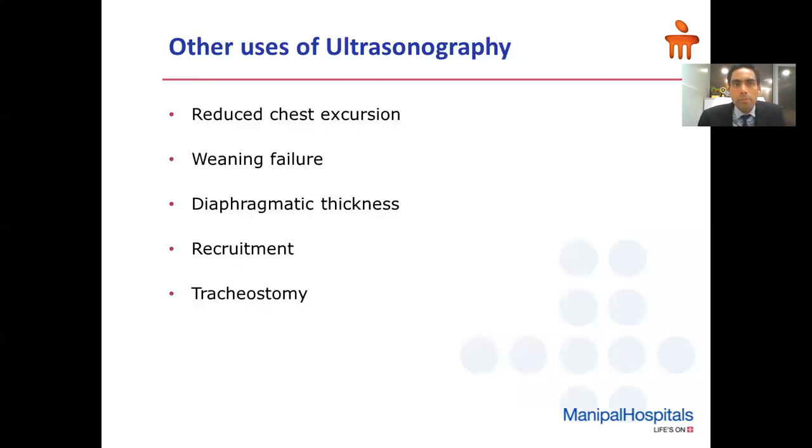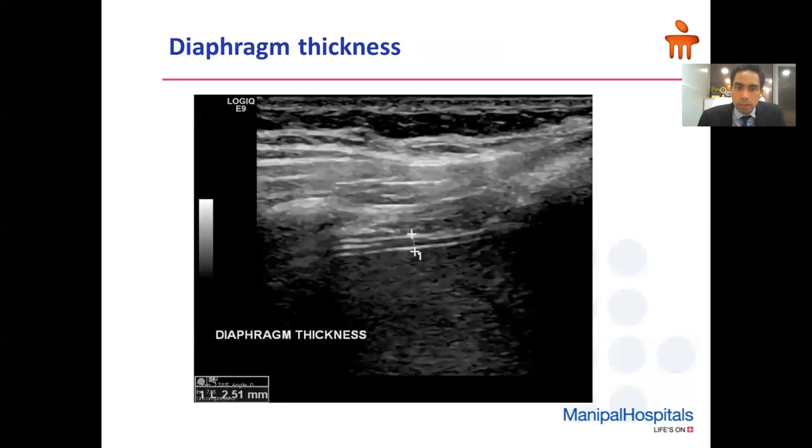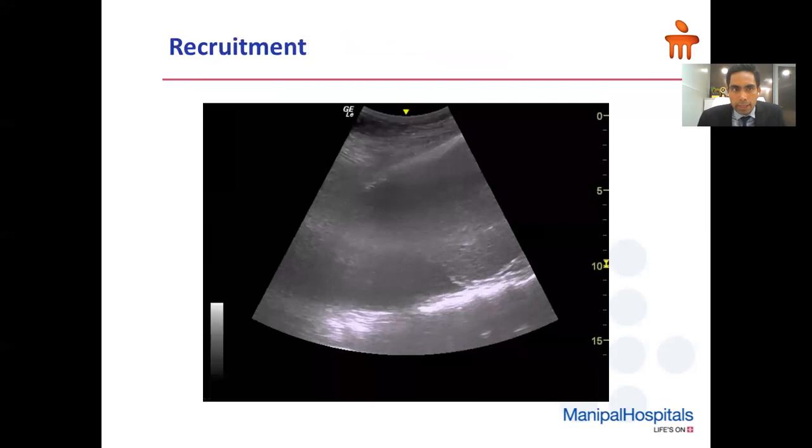These are the other things which can be diagnosed with ultrasonography or can be used for it. One is to assess the reduced chest excursion. It can be used to assess for weaning failure, look for diaphragmatic thickness, also for recruitment while doing physiotherapy and tracheostomy. Just briefly, this is looking at the diaphragmatic movement. It should be more than 1 centimeter. This is diaphragmatic thickness. Thickness should be more than 1 millimeter. It will be reduced in those patients who have diaphragmatic thinning because of prolonged ventilation.